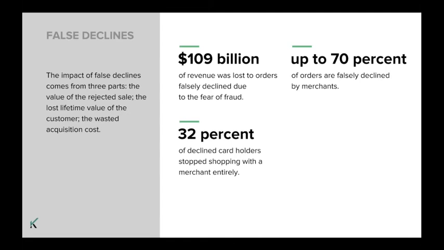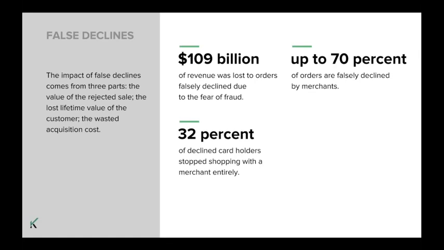which can be broken down into 3 buckets: the value of false declines, the lost lifetime value of the customer, and the wasted acquisition costs. So if we look at the value of false declines, as fraud increases, businesses tend to become overly cautious, scrutinizing high value orders and or incorrectly declining orders. This not only causes additional friction within the customer checkout experience as customers are waiting for their orders to be reviewed, but it also causes lost revenue from declined orders that should have been approved.